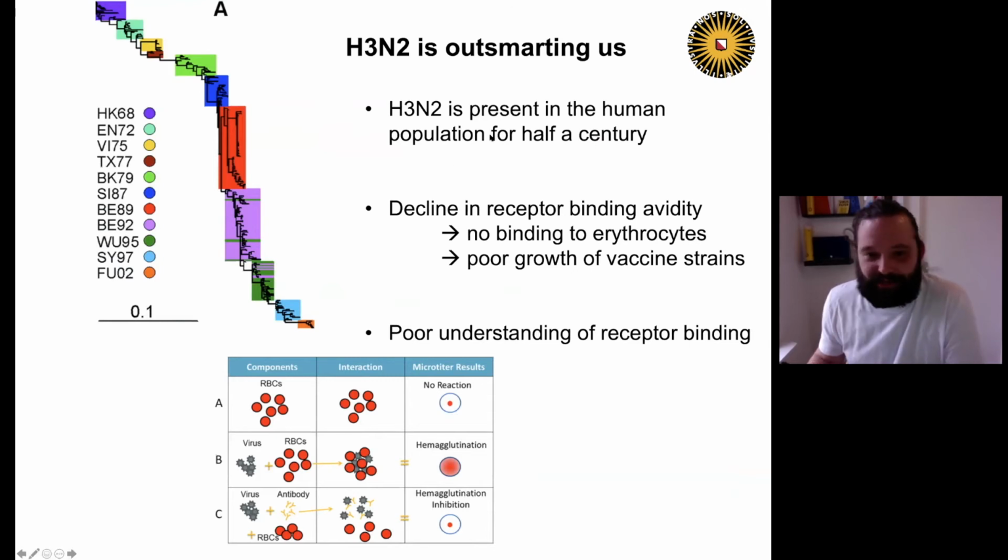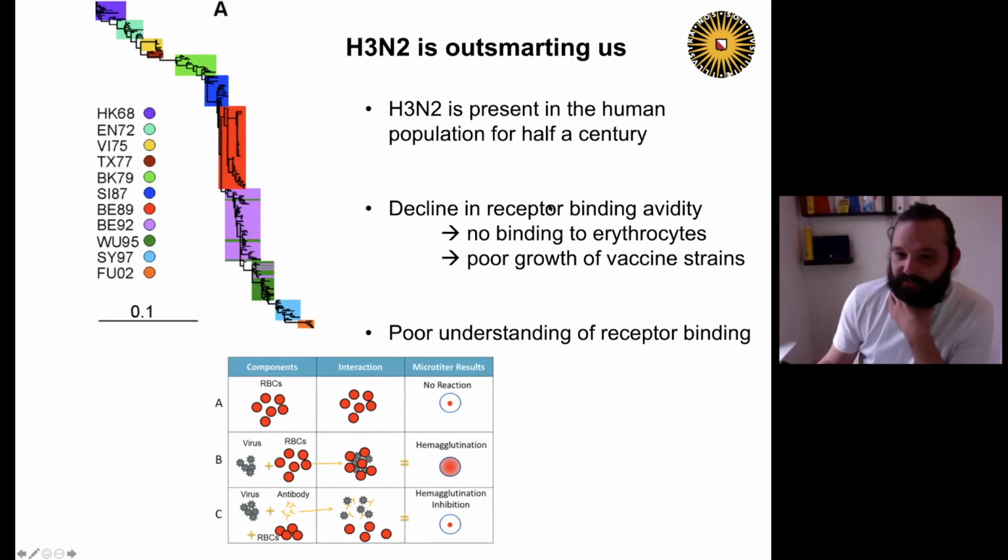So this virus is now present in the population for half a century. And what we see is that these viruses have a declining receptor binding avidity. They hardly bind to erythrocytes anymore.